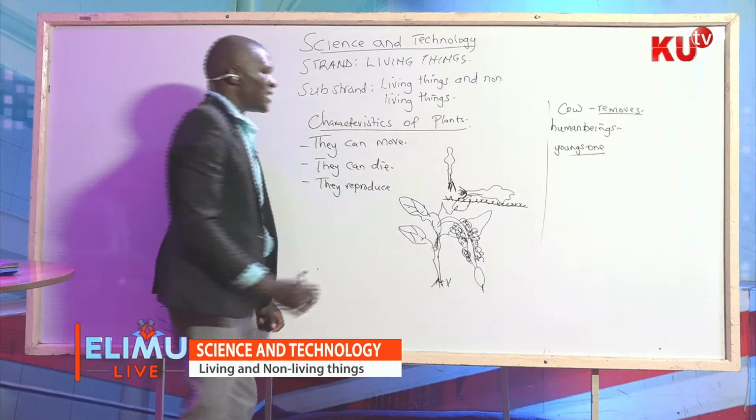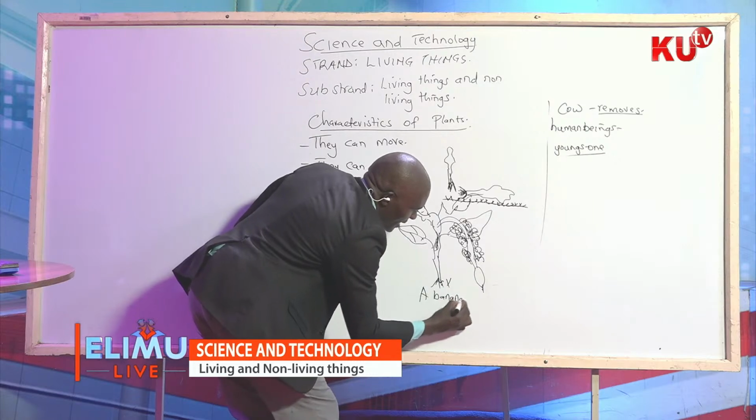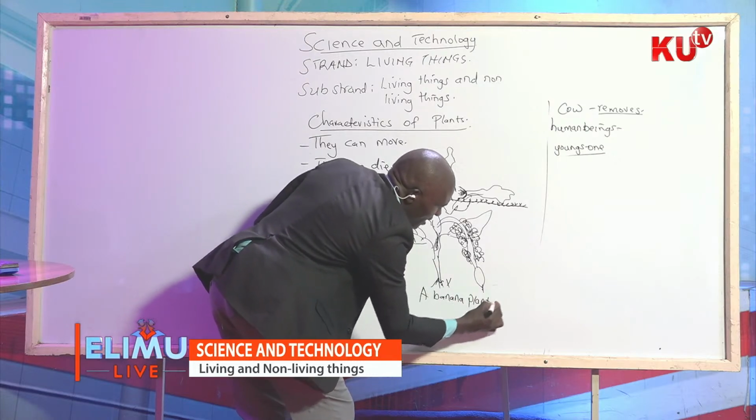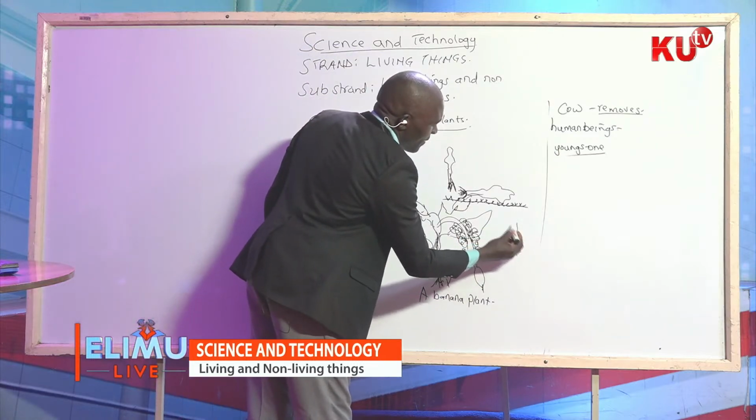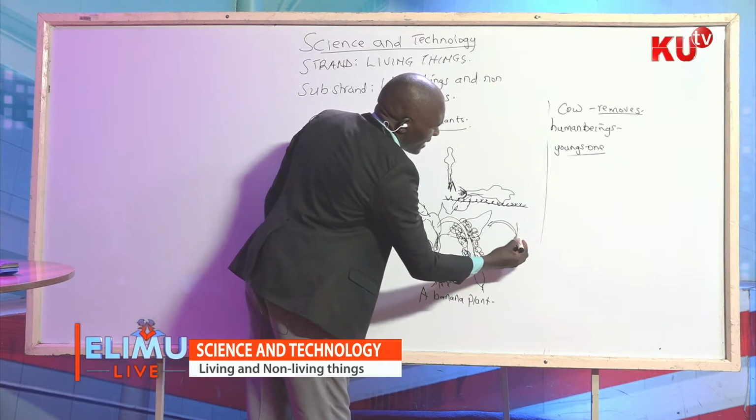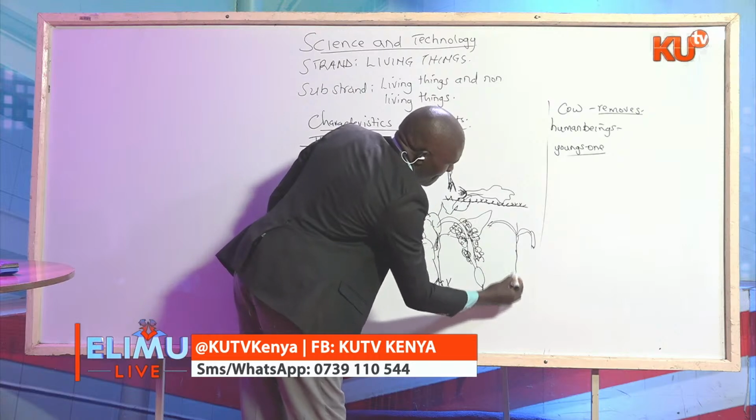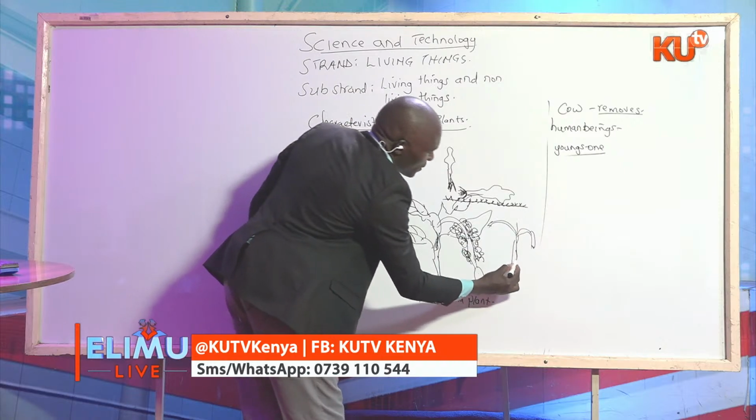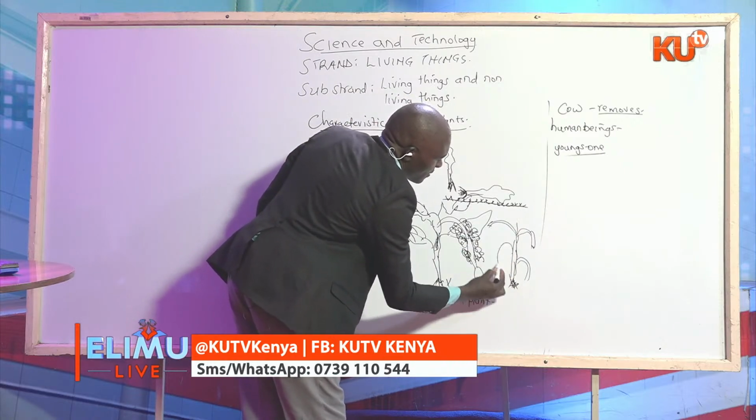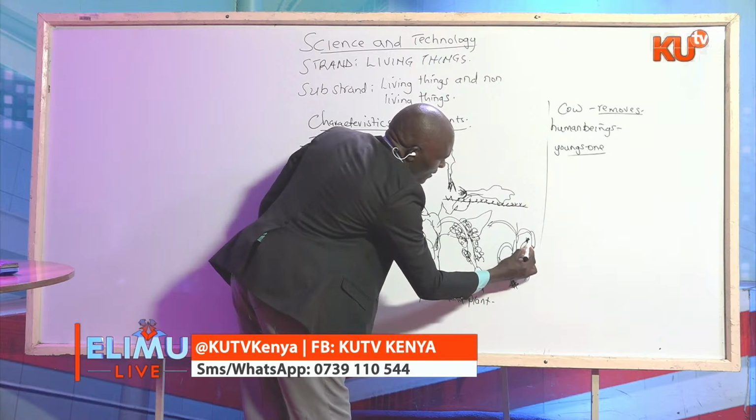A banana has the ability to reproduce. This is a banana plant. It has got the ability to reproduce. You can also look at the maize plant. Whenever you see it, you will realize that it has the ability to reproduce. A maize plant has got the ability to reproduce.